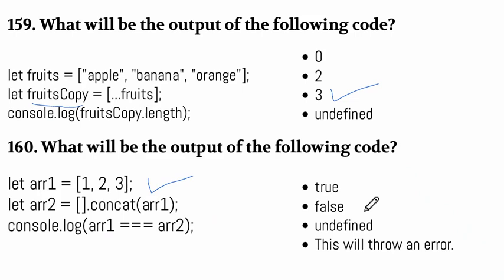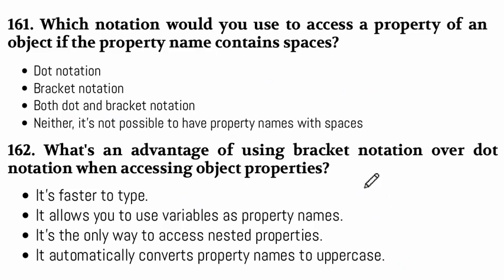the array2, which will result in false, because as I said, the strict equality not only checks the value but also checks the data type. So the values are the same, but the data type is not the same, so the answer will be false.